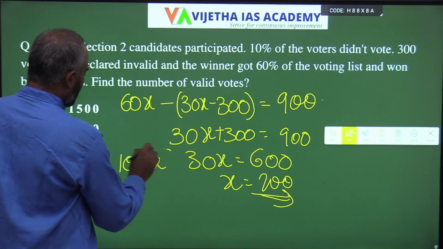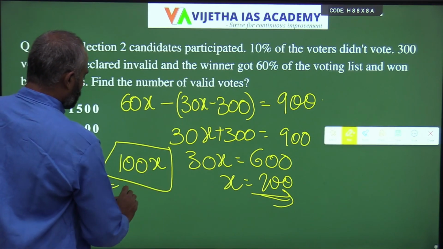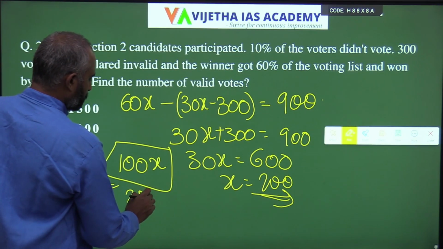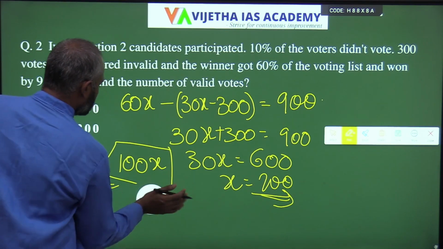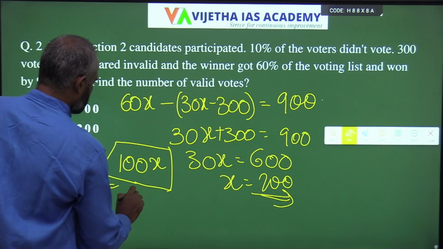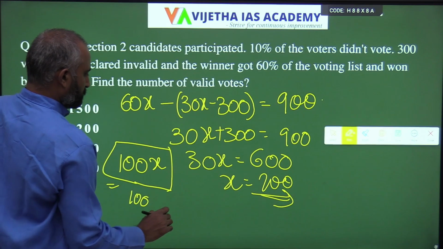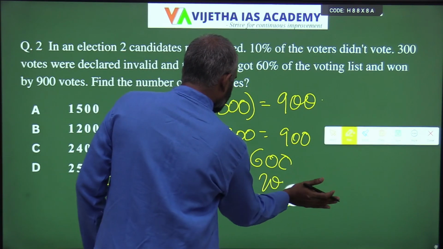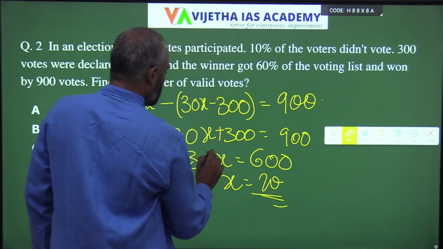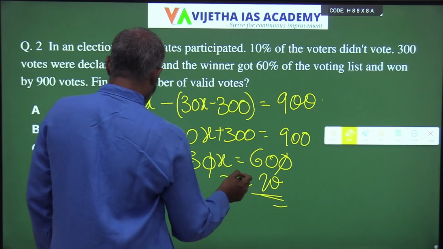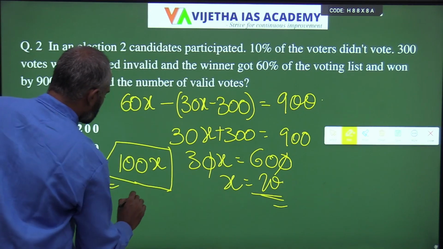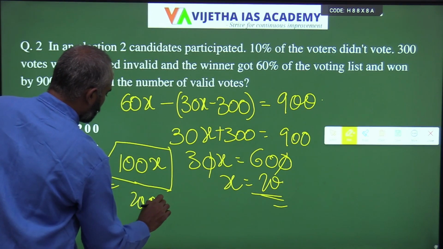We took it as 100x. So there are a total of 100 into 200. Sorry, this is 20, right? I'm extremely sorry. This is 20. So x is equal to 20. So there are 2000 votes. So the total people on the voters list are 2000.